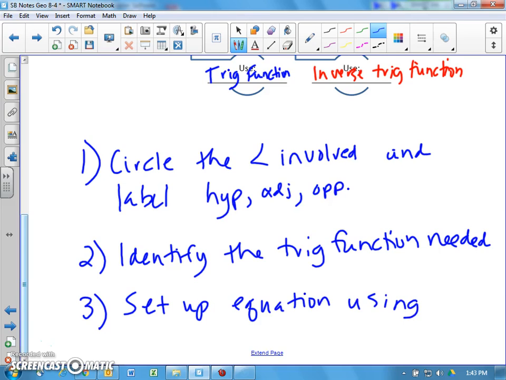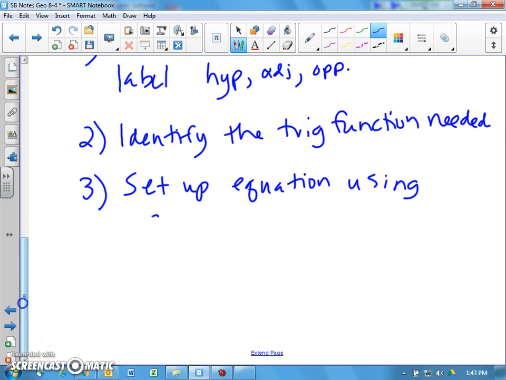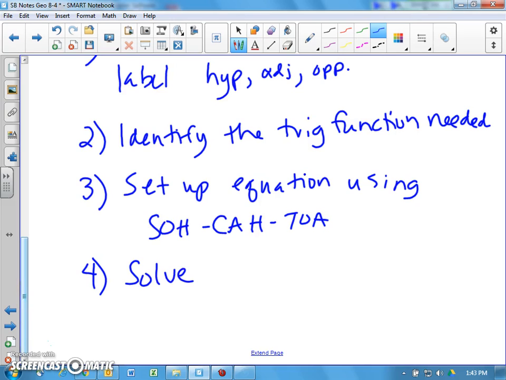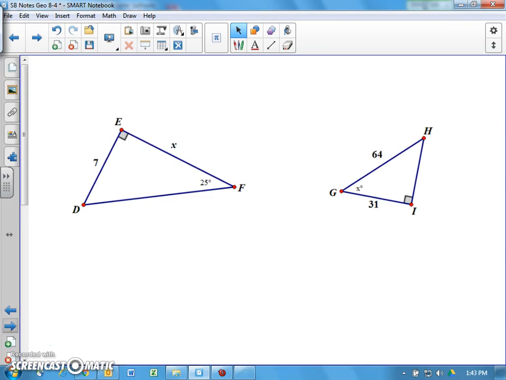You really need to be comfortable with SOHCAHTOA and know what that means and how to use that to set things up. After that, you are going to solve whatever equation you have. And remember at that point, if you are finding an angle, you will end up needing to use an inverse trig function. So let's see how this applies to a problem.